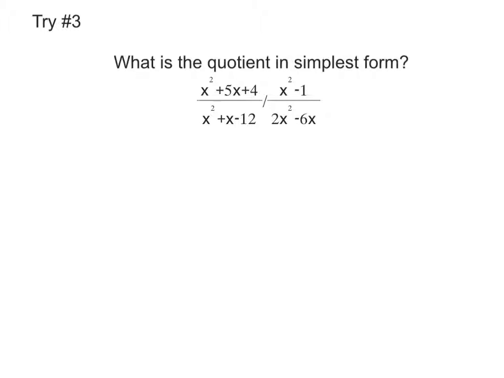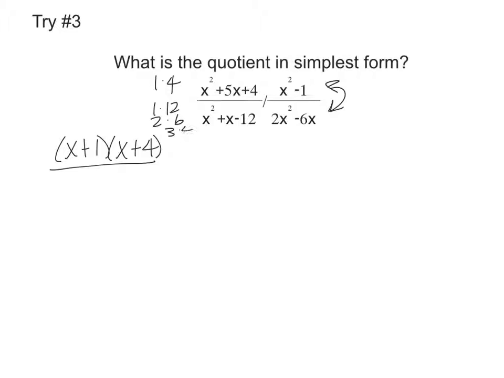Alright, so once again, if we are dividing, we are really multiplying by the reciprocal. So we are going to start by doing AC. Here, 1 and 4 is the only thing that's going to make up 5, so that's x plus 1 and x plus 4 over, for the denominator, that's 1 and 12, 2 and 6, 3 and 4. 3 and 4 are going to work, and that's x plus 4 and x minus 3. And it's going to be times the reciprocal.